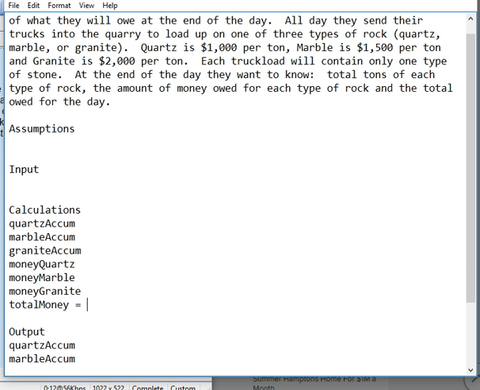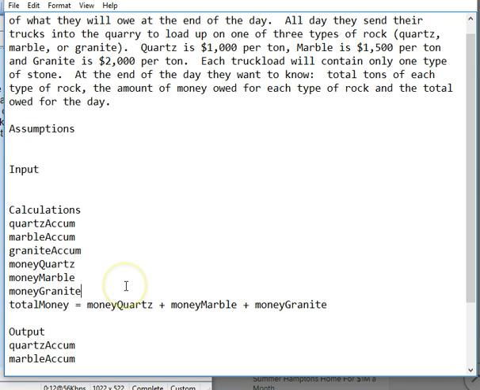So total money is simply the addition of these three monies. So I'm going to say if I take money quartz and add it to money marble and add this to money granite, then I'll know how much total money I have.